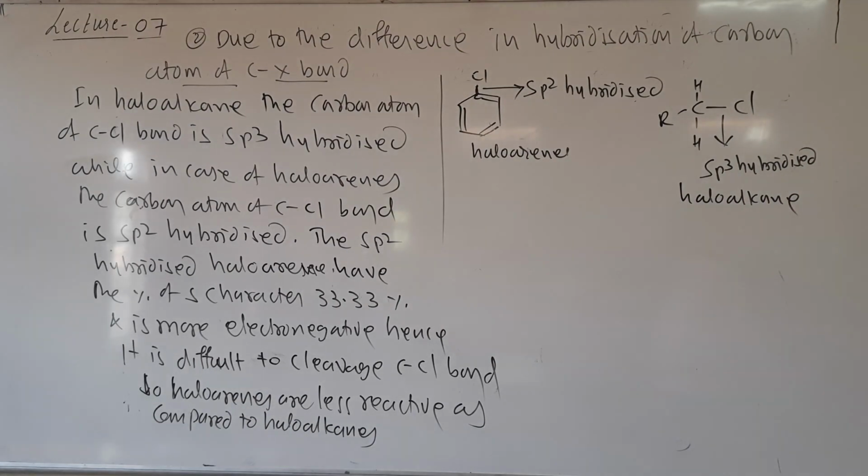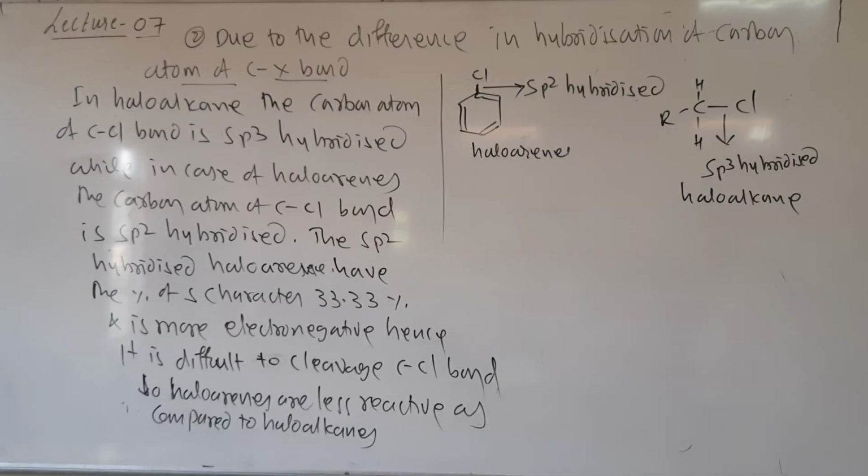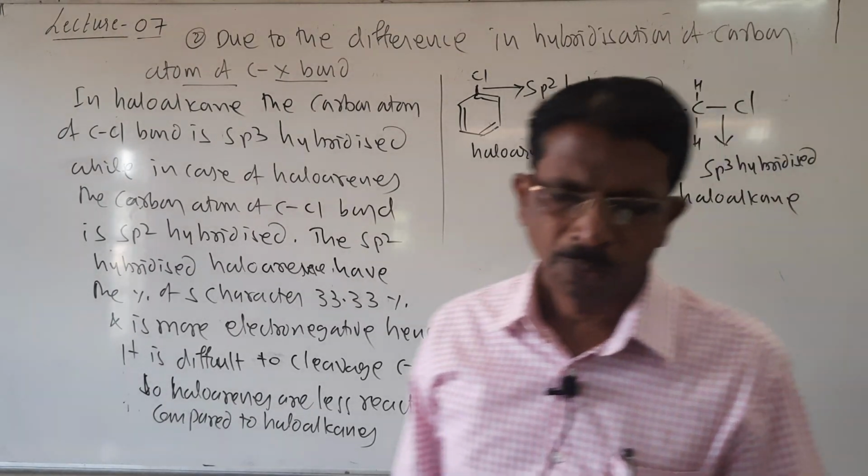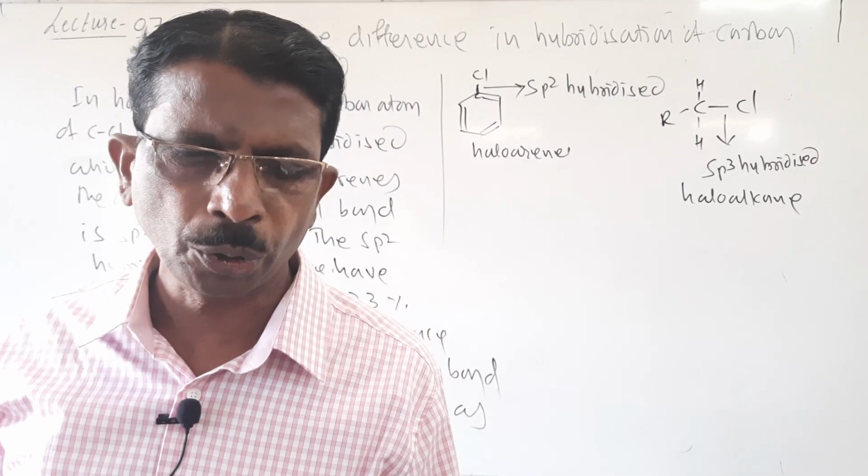In haloalkane, the carbon atom of C-Cl bond is sp3 hybridized, while in case of haloarenes, the carbon atom of C-Cl bond is sp2 hybridized. The sp2 hybridized haloarenes have the percentage of s character 33.33% and is more electronegative, hence it is difficult to cleave C-Cl bond. So haloarenes are less reactive as compared to haloalkanes. So I think it is clear to you all.